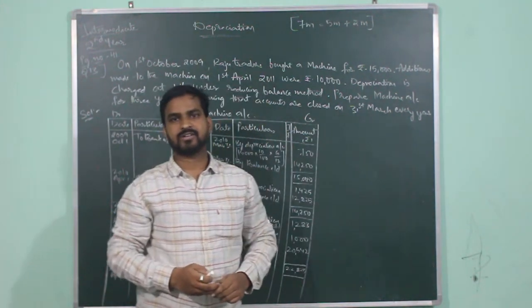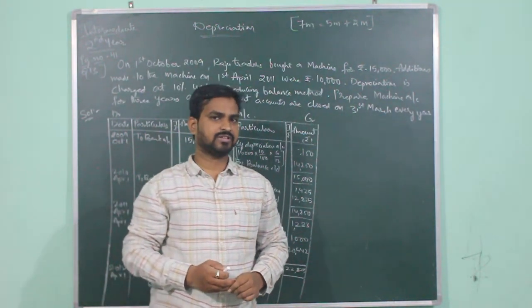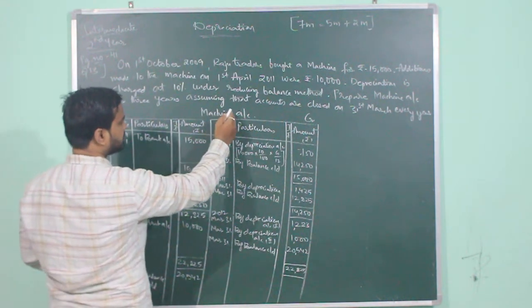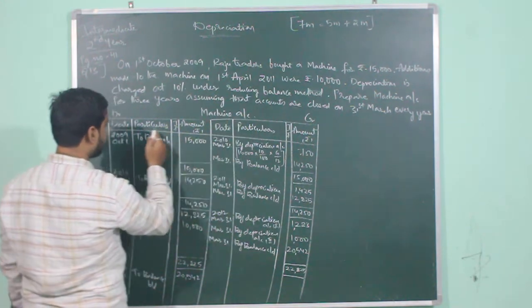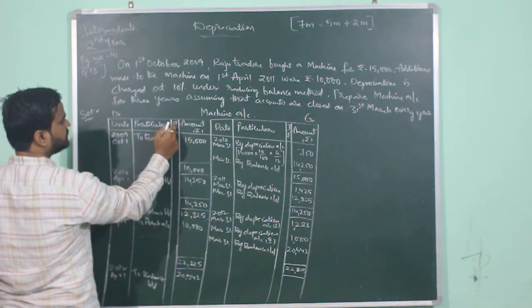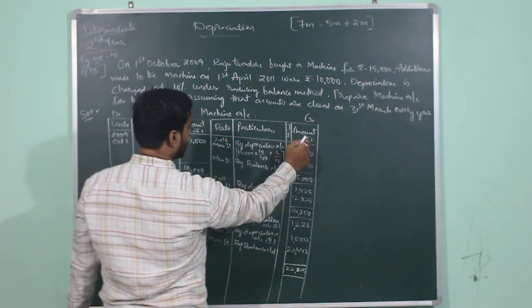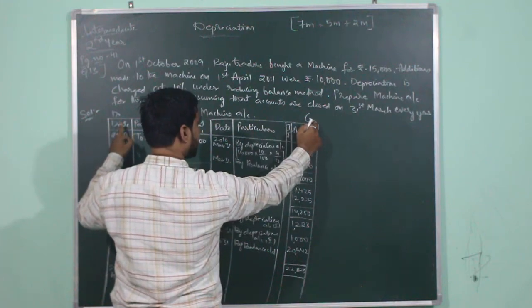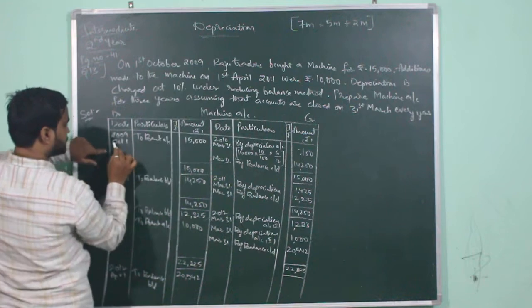So here Raju Traders are purchasing a machine on 1st October 2009 for rupees 15,000. So we are required to prepare machine account assuming that the accounts are being closed on 31st March every year. So here is the machine account, and the format for machine account is date, particulars, JF general folio, amount rupees. Towards extreme left you will be writing DR debit, and towards extreme right you will be writing CR credit.